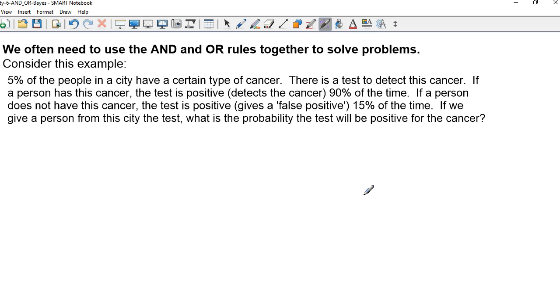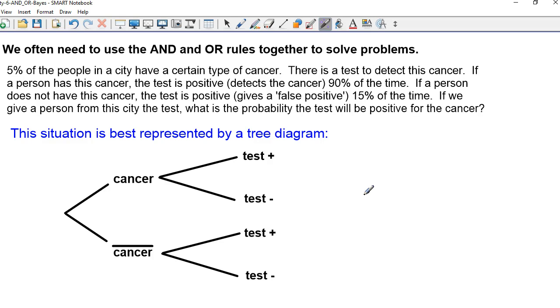So let's consider this example here. 5% of the people in a city have a certain type of cancer. There is a test to detect this cancer. If a person has this cancer, the test is positive, detects the cancer, 90% of the time. If a person does not have this cancer, then the test is positive, in other words, gives us a false positive, 15% of the time. If we give a person from this city the test, what's the probability that the test will be positive for the cancer? Because the test definitely depends on the cancer, it makes sense for us to analyze this by using a tree diagram. So let's go ahead and represent this with a tree diagram.